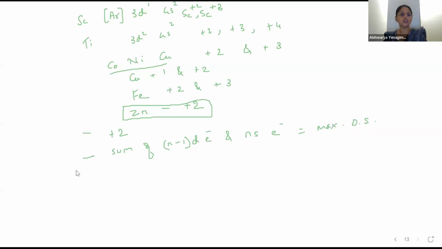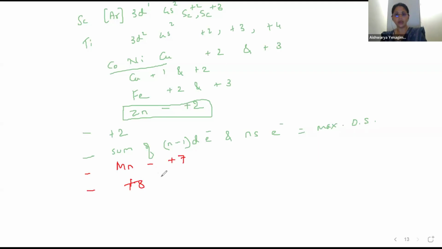Now, which is the highest oxidation state shown by the 3d series? The highest oxidation state shown by the 3d series is by Mn. Mn shows the highest oxidation state of +7. In certain compounds, transition metals exhibit zero oxidation state, but overall, the highest oxidation state is +8.